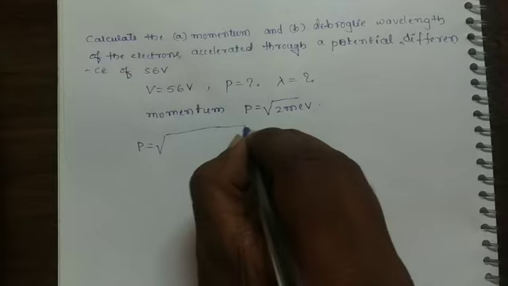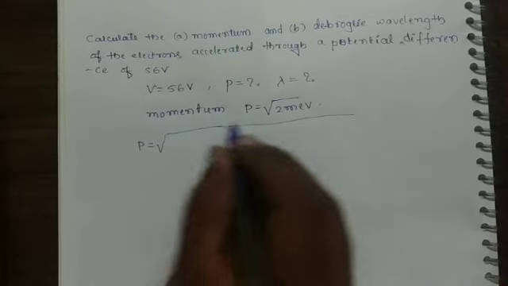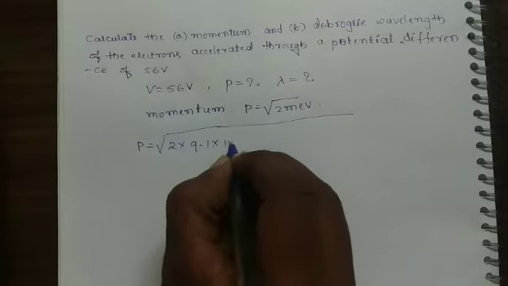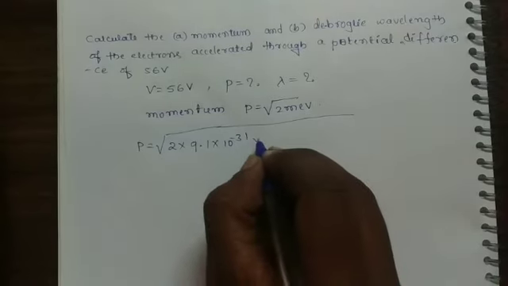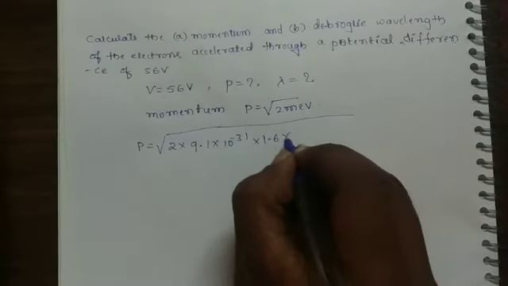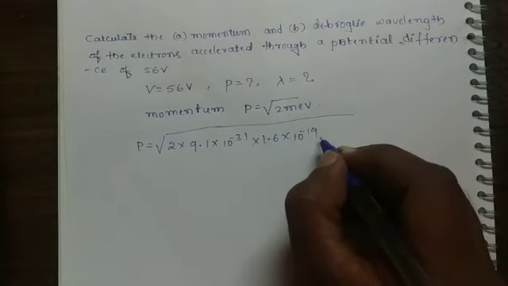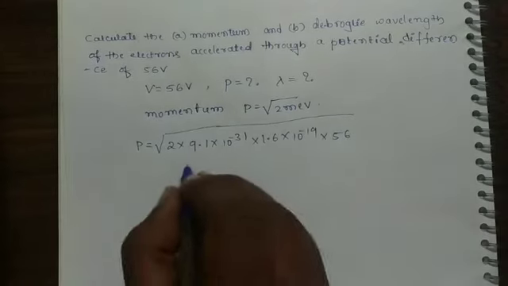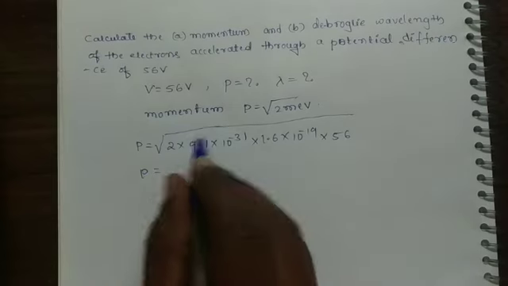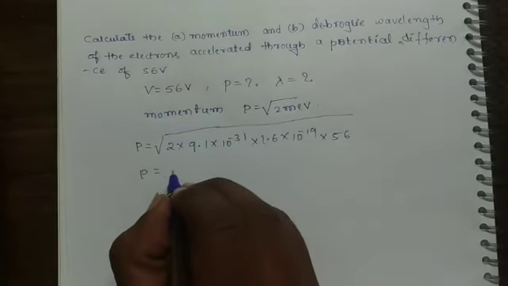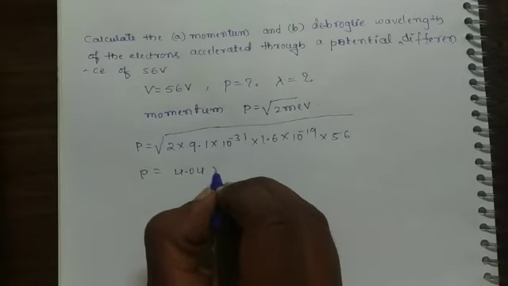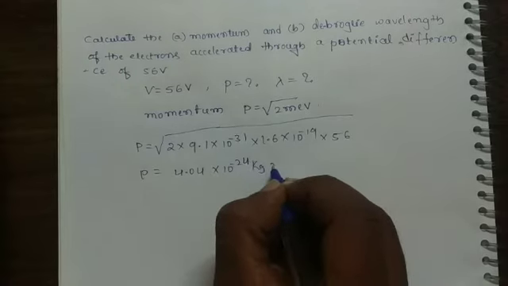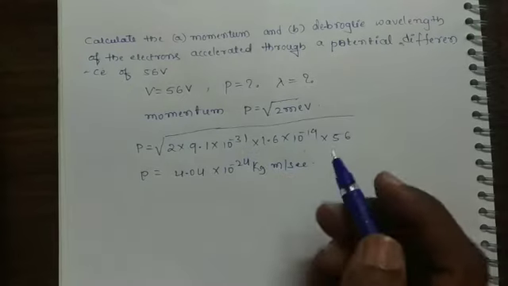So momentum P is equal to the whole root of 2, as it is, into m, the mass of electron 9.1 × 10^-31, into e, which is 1.6 × 10^-19, into V, which we consider 56. So we get P is equal to 4.04 × 10^-24 kg meter per second. That is the momentum.